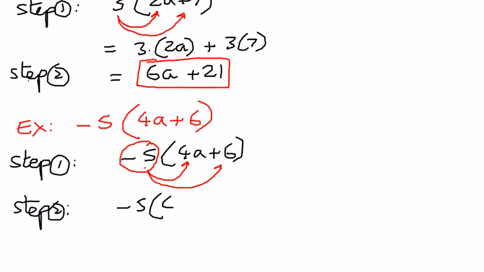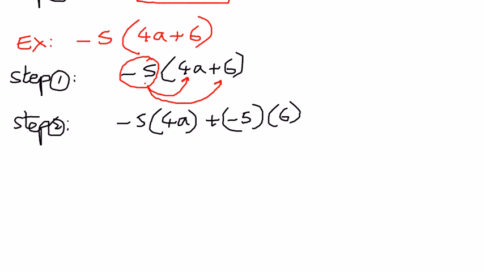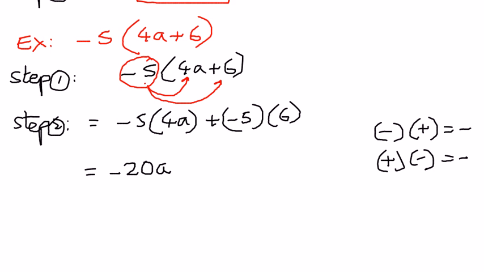-5 times 4a and then plus -5 times +6. So that is what we have. And therefore, when we simplify this, this is how it's going to simplify. We know that a negative quantity times a positive quantity will always be a negative quantity. So therefore, negative times a positive is a negative. 5 times 4 is 20, and we have the variable a. We'll write the variable a next to it. Then positive times negative, positive times a negative is a negative. So therefore, we'll put a negative sign there. And then 5 times 6, which is equal to 30.